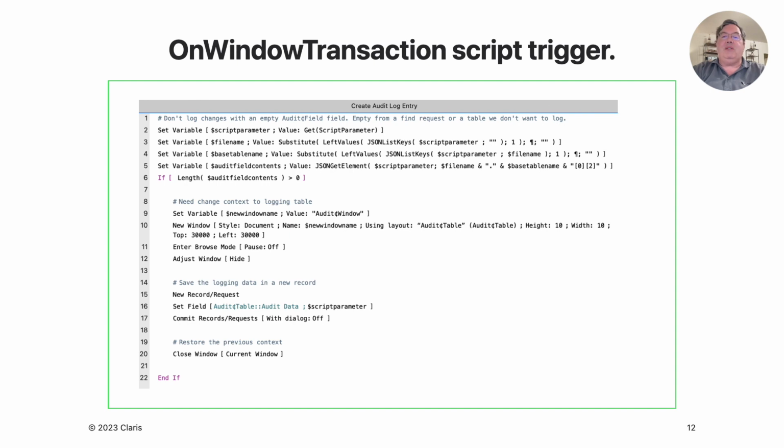In this example on the slide, my auditing calcs will not generate a result for tables that I do not want to log, so I check for the empty results to make sure I don't go recursive. For the context issue, I create a new hidden window to create a new record audit entry, and then I close that window to get rid of that context. FileMaker 20.1 v1 has a bug that prevents the close window script step from working, so in this case, make sure you update to version 20.1 v2.